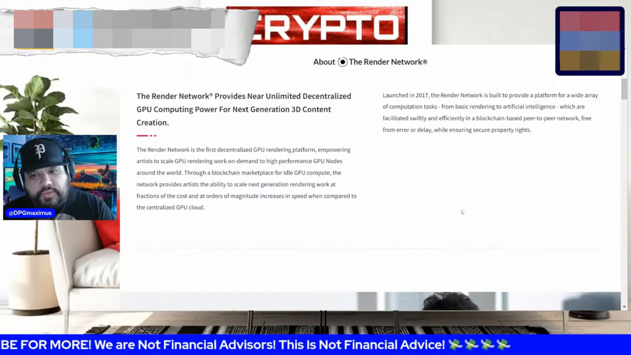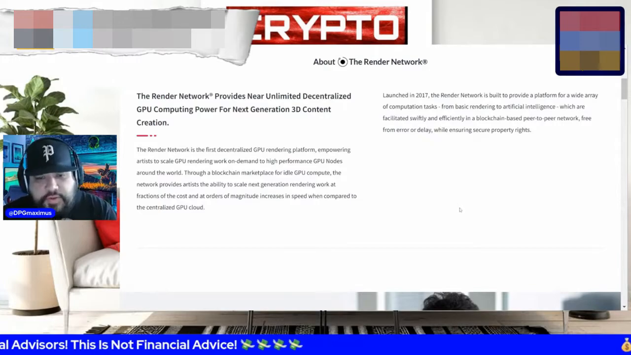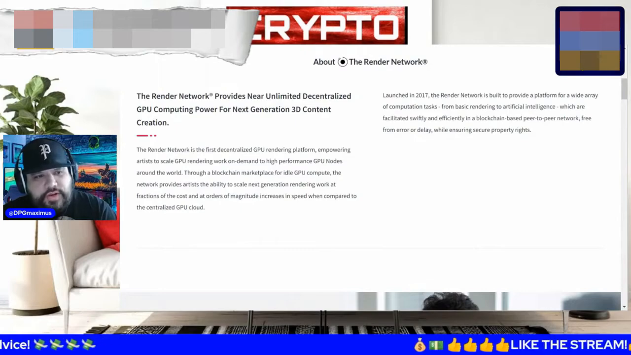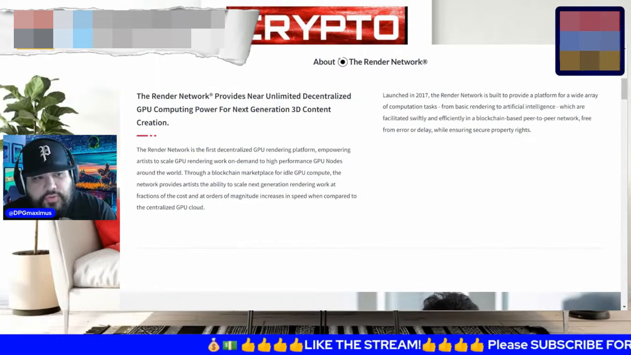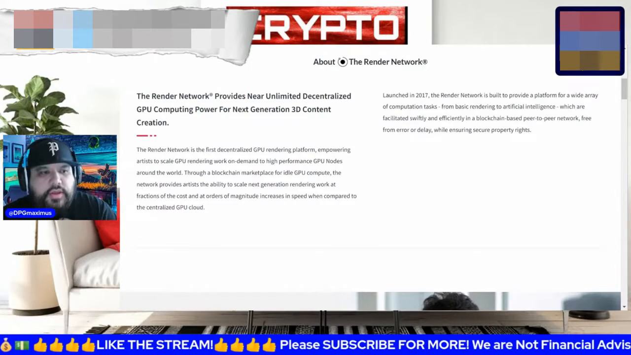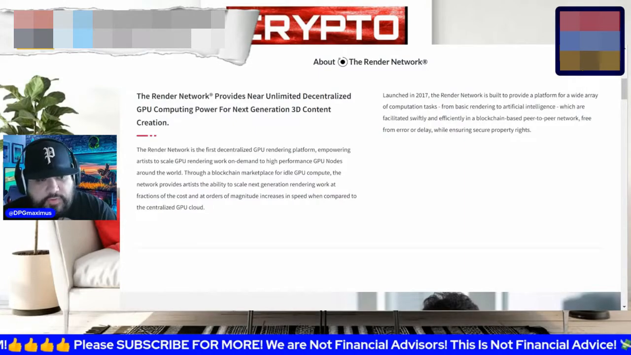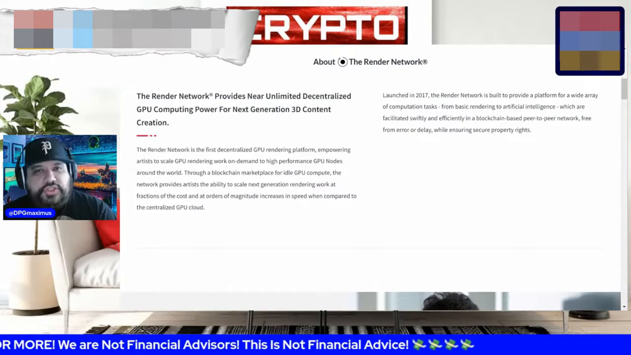Well, they did launch back in 2017. They've been around, right? I mean, you think about your Ripples and so on, been around a long time as well. But Rndr Network provides unlimited decentralized GPU computing power for the next generation of 3D content creation. They're also the first decentralized GPU renting platform. They empower artists to scale, and I like the terms here, GPU.